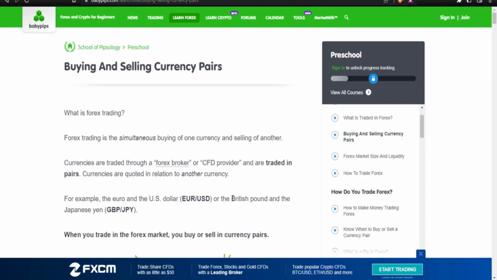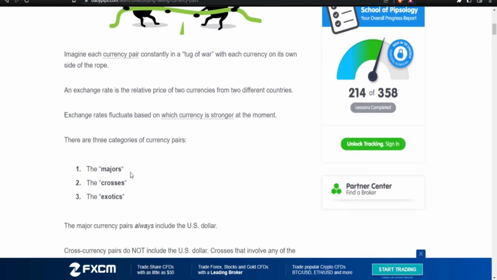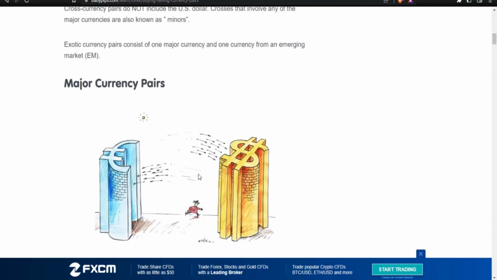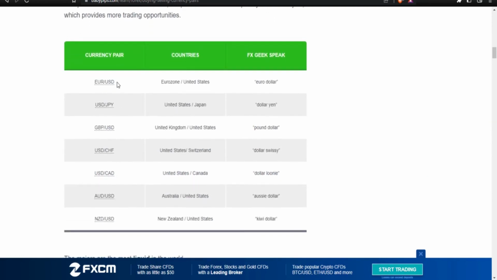There are basically three types of currency pairs: major currency pairs, crosses, and exotics. I would advise you to stick with the majors because they have the highest liquidity in the market. The major pairs are currency pairs that are paired with the United States dollar. The pairs listed below are considered the majors. These pairs all contain the United States dollar on one side. You're going to see them right here.